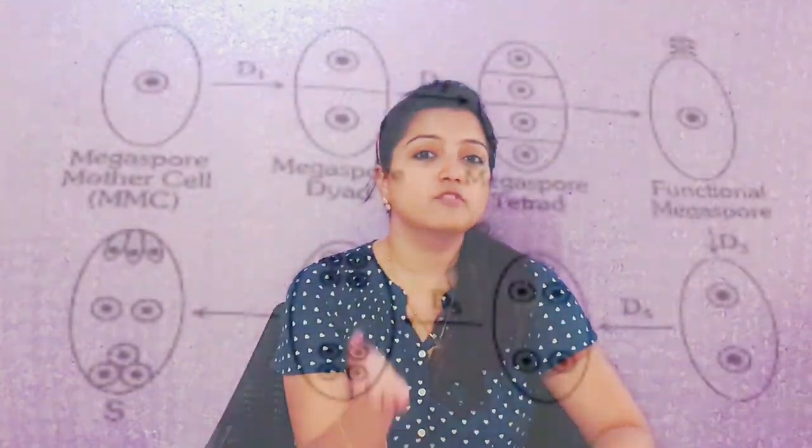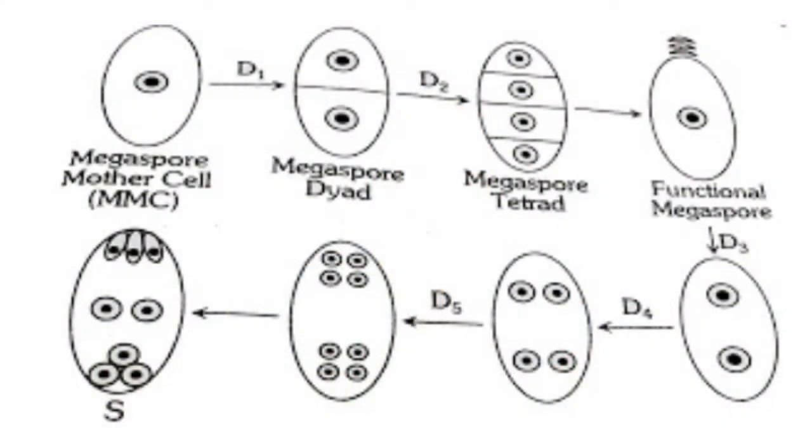Let's move ahead with the next topic, megasporogenesis. It is the process of formation of a megaspore from a diploid megaspore mother cell. We already came across microsporogenesis with the same definition: the formation of microspores from a pollen mother cell. In the same way, megasporogenesis is the formation of megaspores from a megaspore mother cell, and it occurs inside the nucellus of the developing ovule of angiosperms.